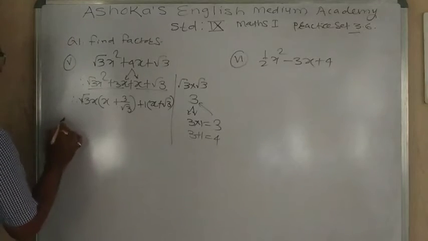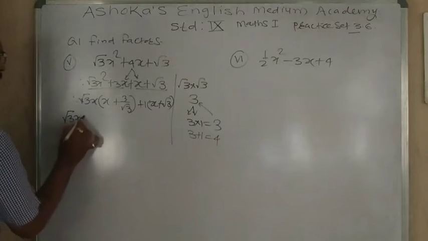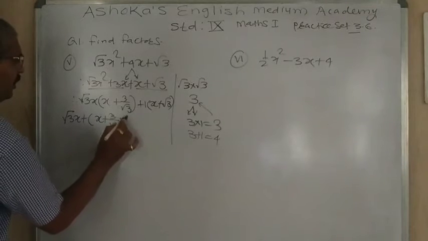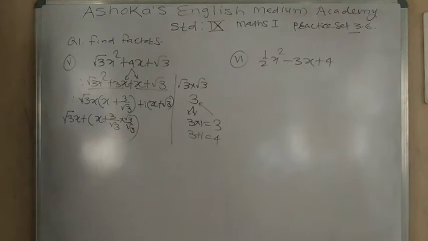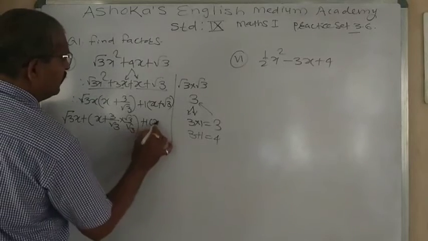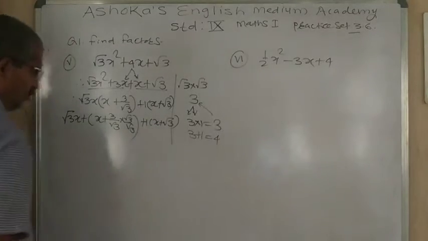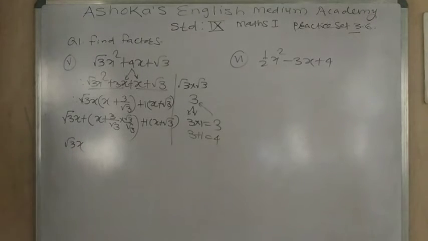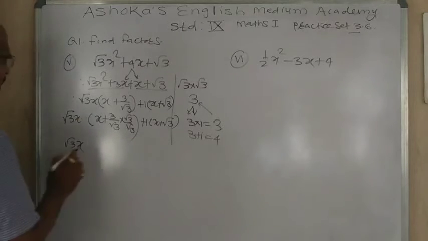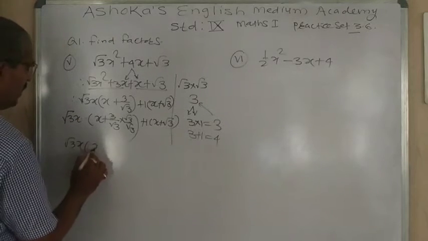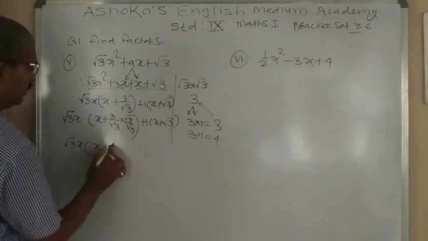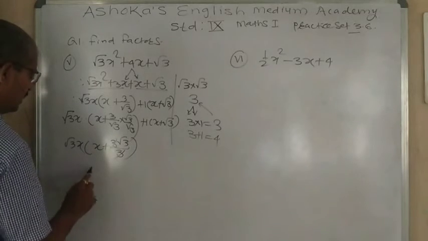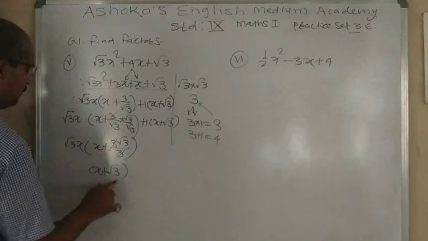Now what will you do? Root 3 x plus x plus 3 upon root 3: we rationalize the denominator. The second term remains as it is, no change. Now root 3 x, here there is no plus sign. In the bracket, x as it is, 3 into root 3, and now root 3 into root 3 is only 3. These 3 cancel. X plus root 3.